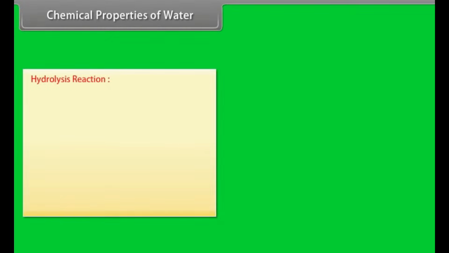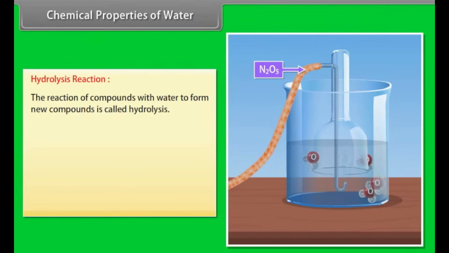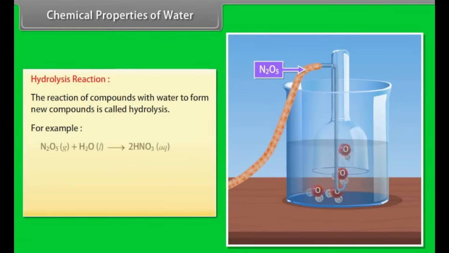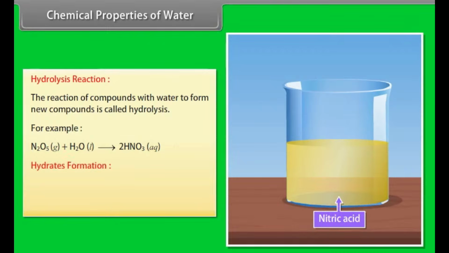Chemical properties of water. Hydrolysis reaction. The reaction of compounds with water to form new compounds is called hydrolysis. For example, dinitrogen pentoxide reacts with water to form nitric acid. Hydrates formation. Water forms hydrates with metal salts.